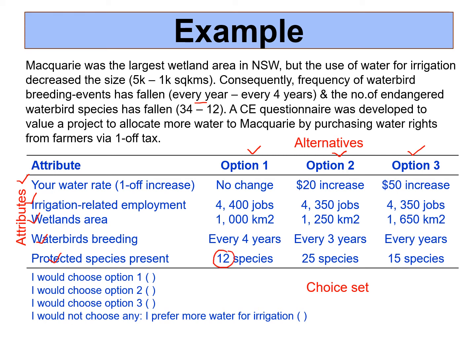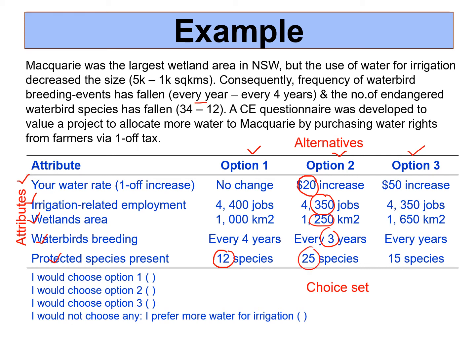How about if you go to option 2? For option 2, you are willing to pay a $20 one-off payment. So what happened to the irrigation related employment? Basically, the jobs created may decrease from 4,400 to 4,350, and the wetland area has increased from 1,000 to 1,250. And the waterbird breeding, instead of every 4 years, you can have every 3 years. And you can also protect 25 species instead of 12 species.